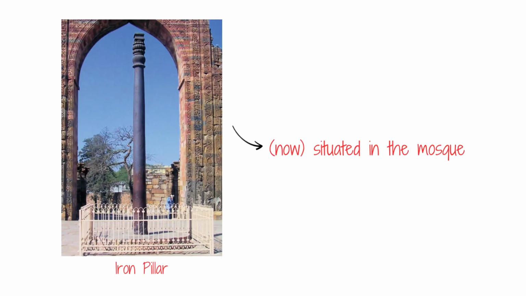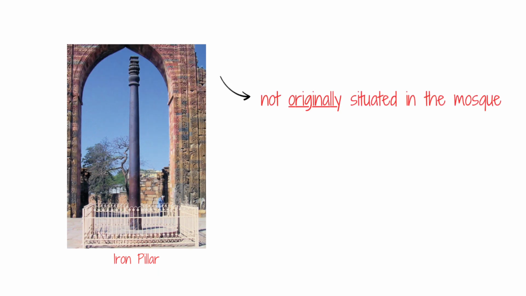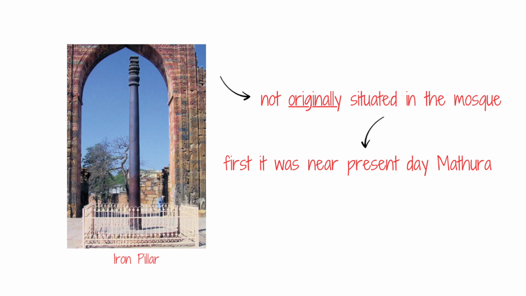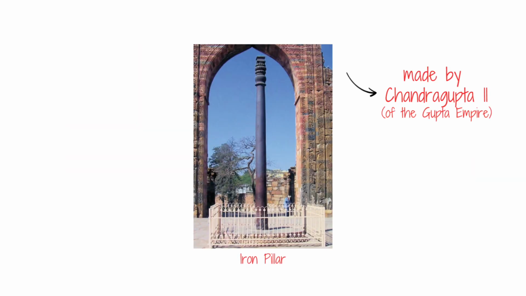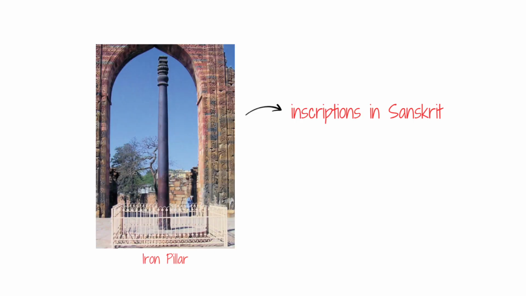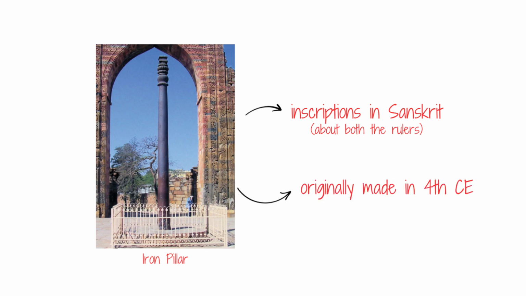The iron pillar, which is situated in the mosque, is another interesting example of the evolution of architecture. The pillar was not originally situated in the mosque, but rather near present-day Mathura. It was made by Chandragupta II of the Gupta Empire and was moved by Anangpal Tomar to Delhi. It had inscriptions in Sanskrit about both Chandragupta II and Anangpal Tomar. It's interesting to see how a monument that was first made in the 4th century CE can travel across time and distance.